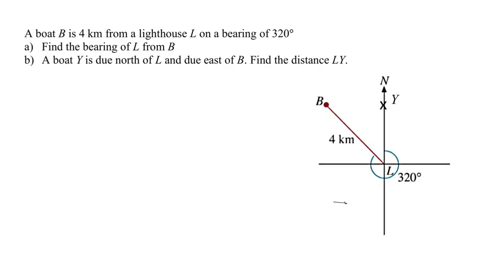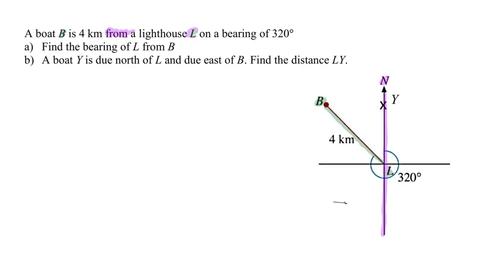Hello everyone, welcome to this example where we are given a boat B that is 4 km from lighthouse L on a bearing of 320 degrees. Okay, so the diagram has shown us the bearing already from L. That's why the north arrow here is drawn from L. And the ending line is BL.